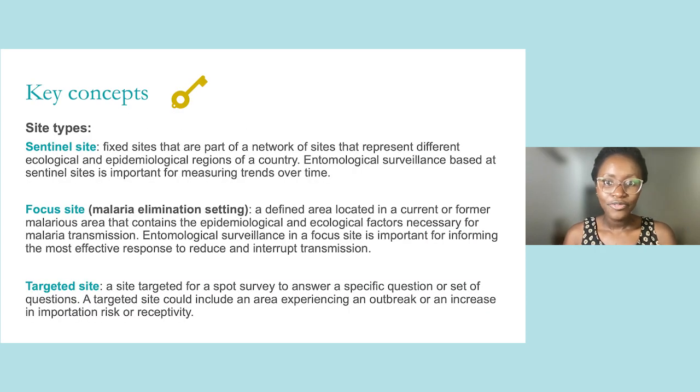For understanding Module 4, it is helpful to understand several key concepts. To begin with, the ESPT refers to 3 site types: sentinel site, focus site, and targeted site. A sentinel site is a fixed site that is part of a network of sites representing different ecological and epidemiological regions of a country, such as areas with high receptivity and importation risk and areas with risk of re-establishment. Entomological surveillance that is based at a sentinel site is important for measuring trends over time.